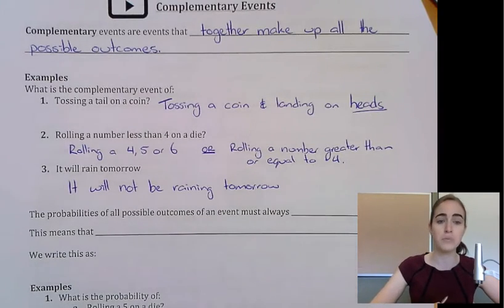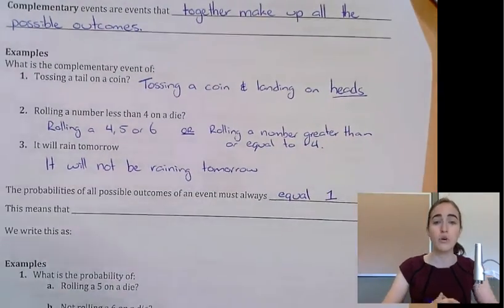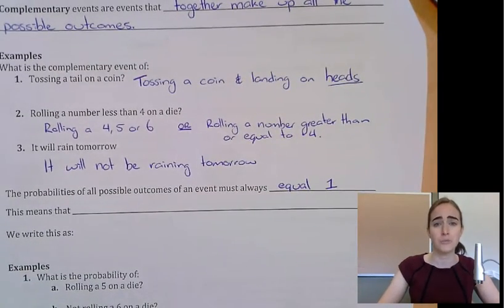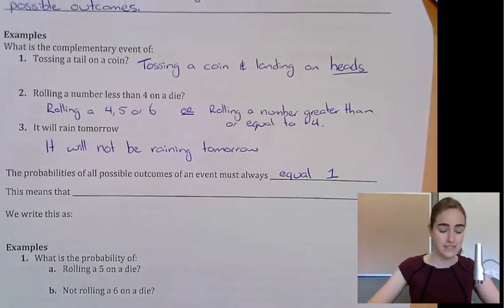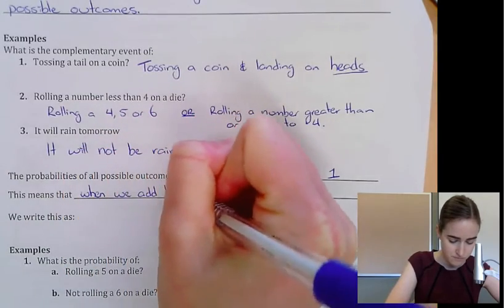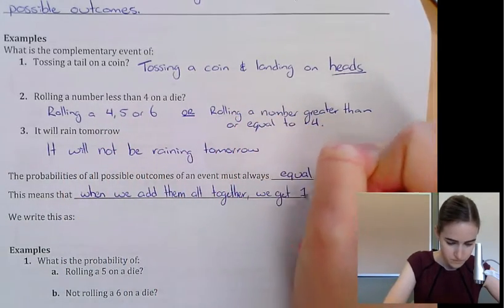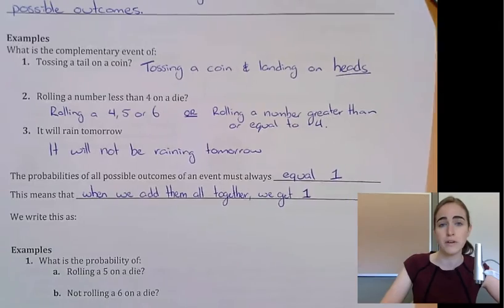The next part in our notes says the probabilities of all possible outcomes must always, and we're going to write in there, equal 1. So if we have all of our possible outcomes, well, the probability that one of them is going to happen has to be certain, so it has to be equal to 1. So if we have probabilities of each outcome, we add them all together, we're always going to get an answer of 1. So this means that when we add all the probabilities together, it makes it a little bit easier for us to figure out some probability questions.